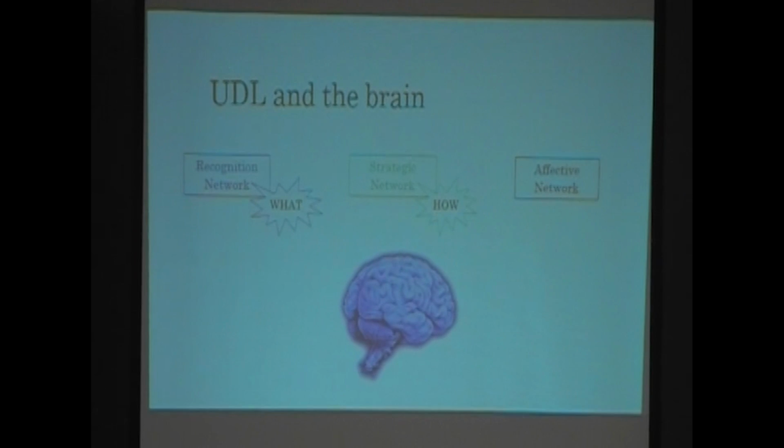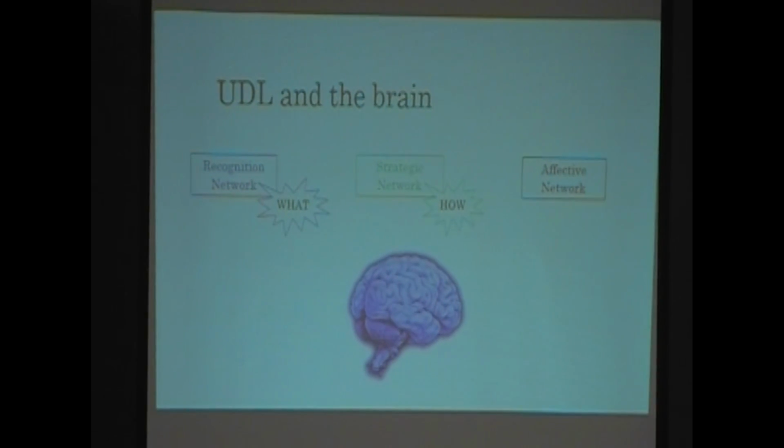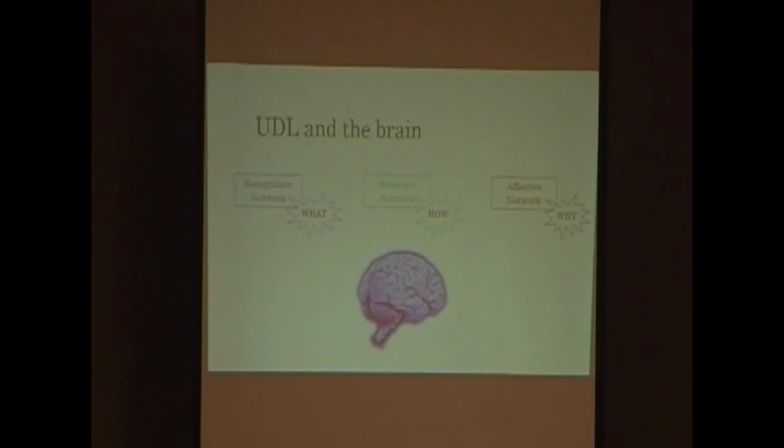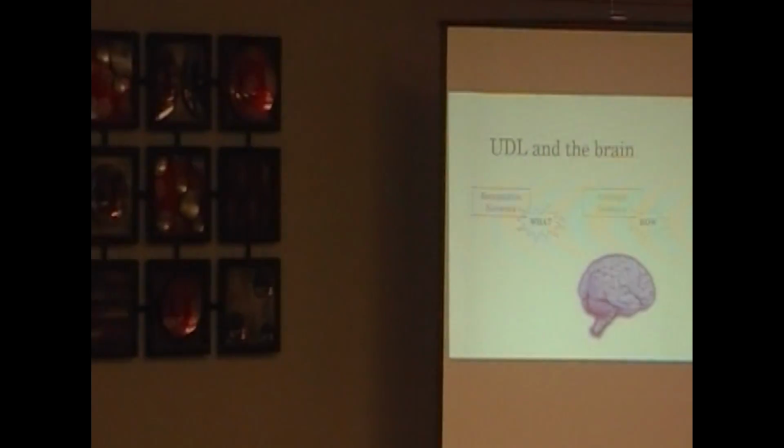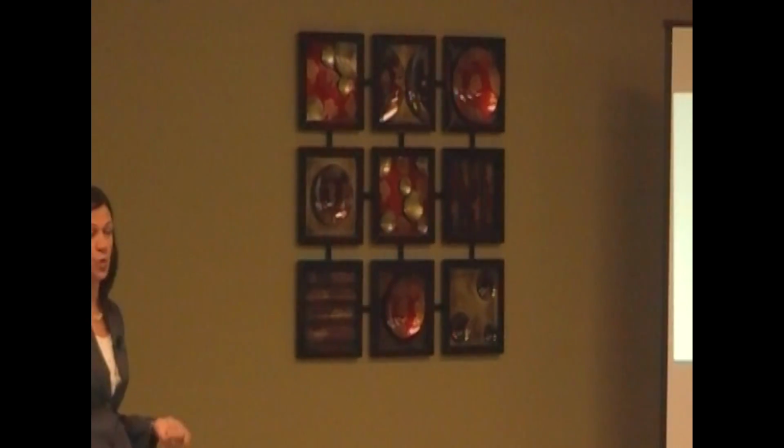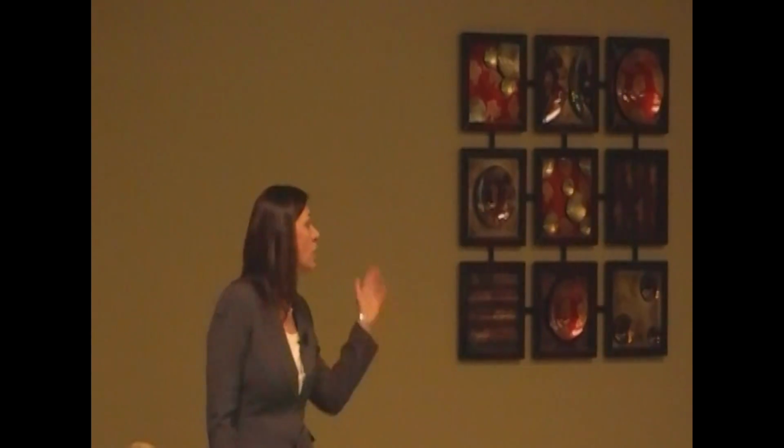The strategic network is how. Do I know how to learn this? Do I know how I'm supposed to show that I've learned it? Do I know what to do with this stuff once I've got it? So what you're learning and how you're supposed to apply it. And then the affective network is why. Do I know why I'm learning this? Do I know why it's important? Do I know why I should be interested in this? So all three of those things have to be in place for learning to occur.